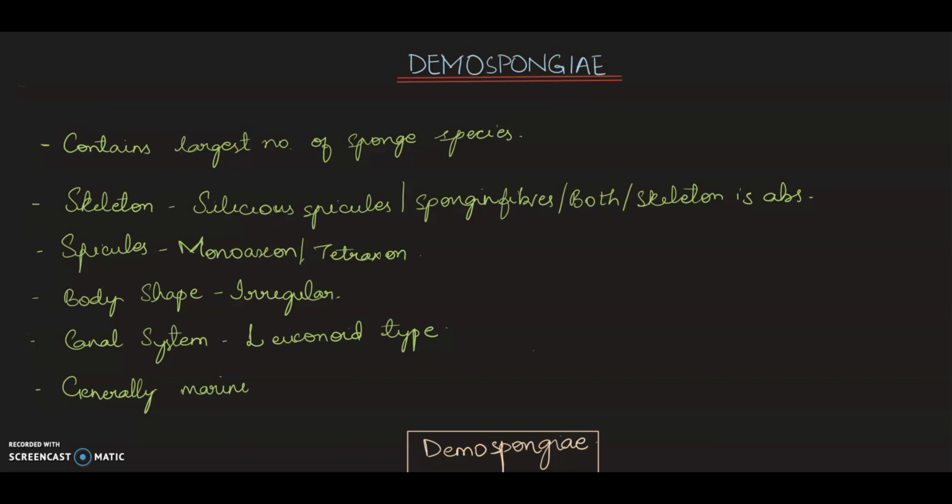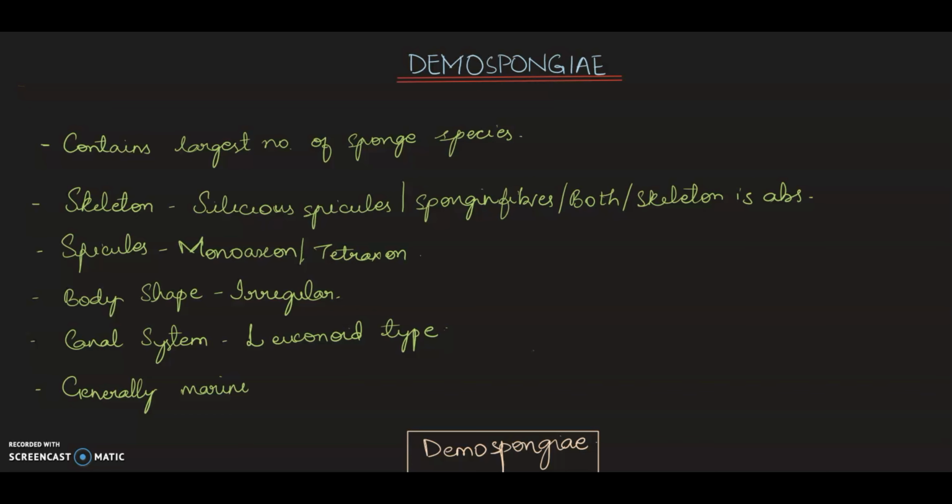So in the previous videos, we have already dealt with the two classes of phylum Porifera. They are Calcarea and Hexactinellida. In this video lecture, let us discuss the third class of phylum Porifera, that is Demospongiae. So without wasting much of our time, let us directly jump on to our topic.